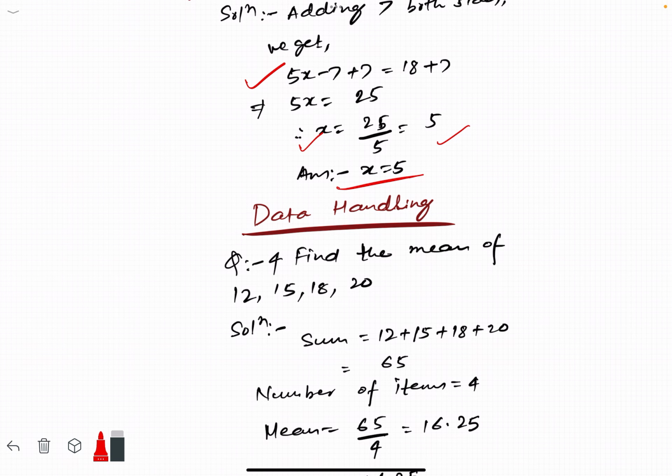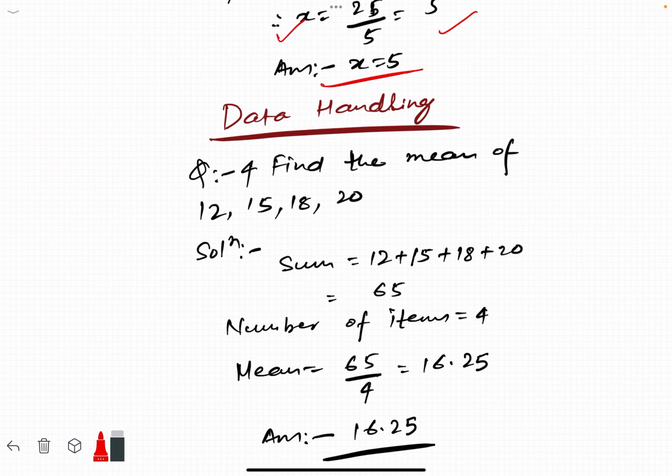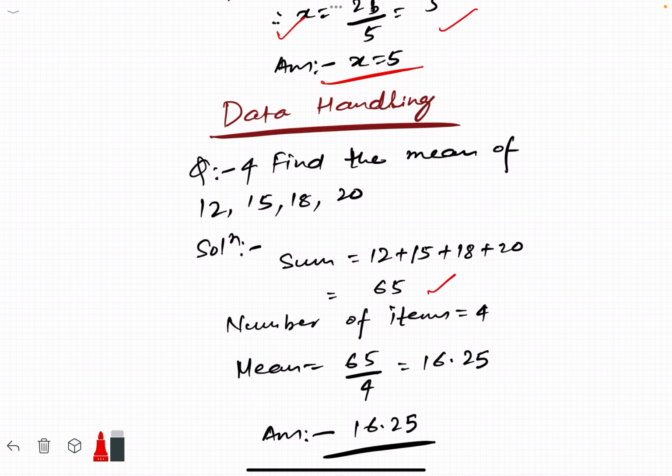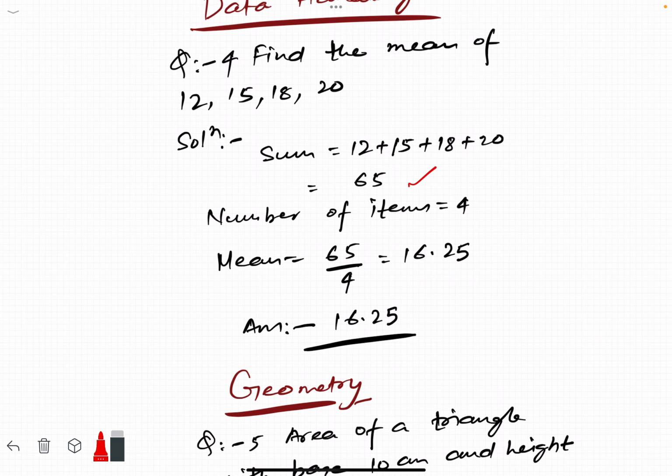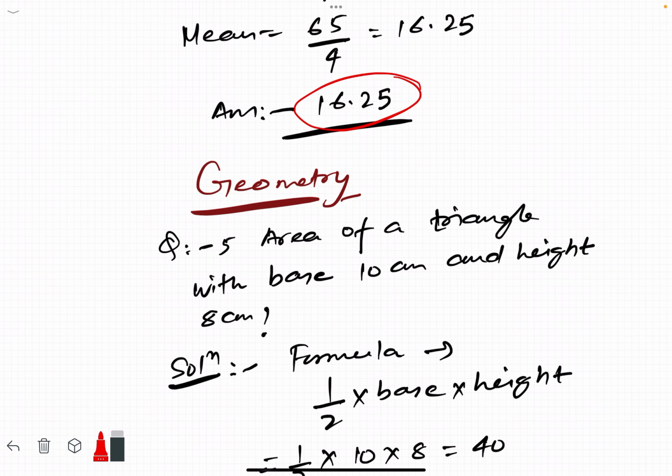Question number 4 is from data handling. In data handling, question number 4, find the mean of 12, 15, 18 and 20. The sum is 65, number of items is 4, and the mean is 65 by 4. The answer is 16.25.